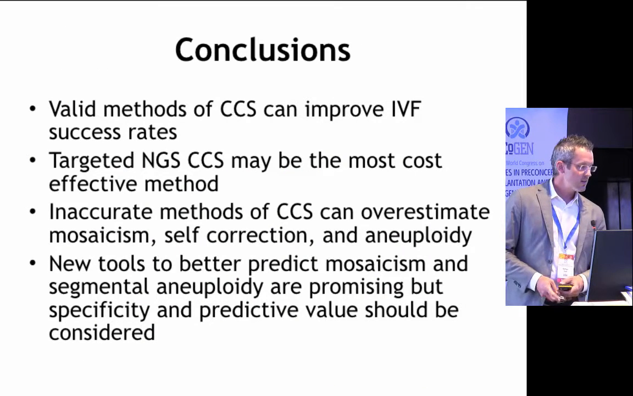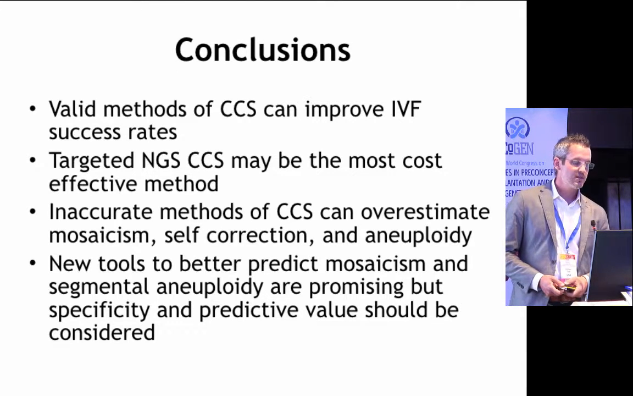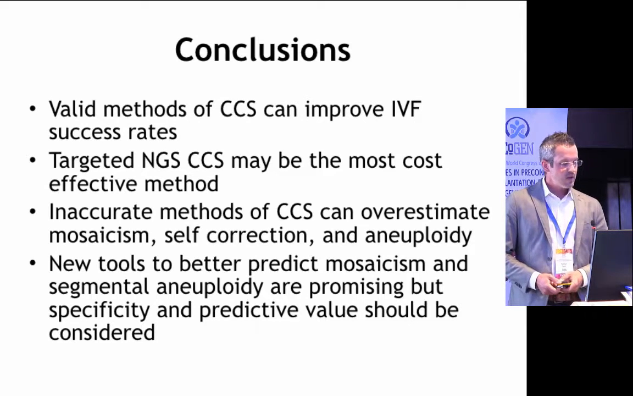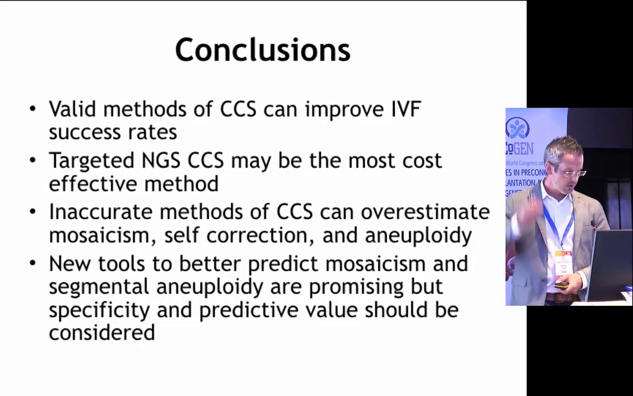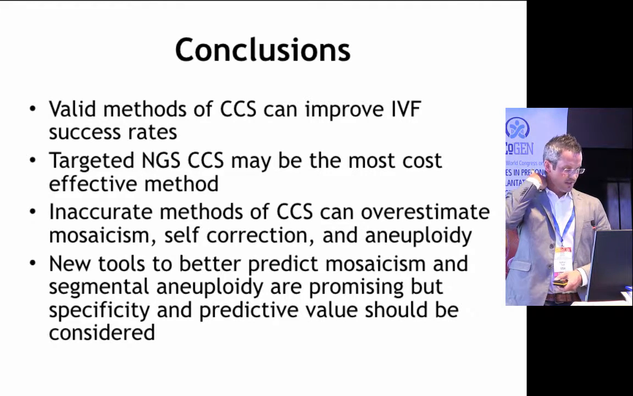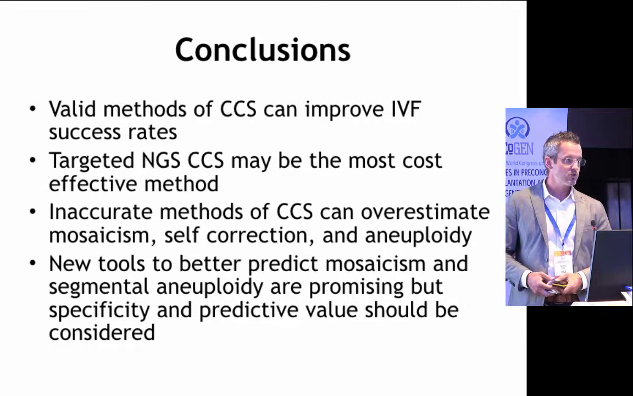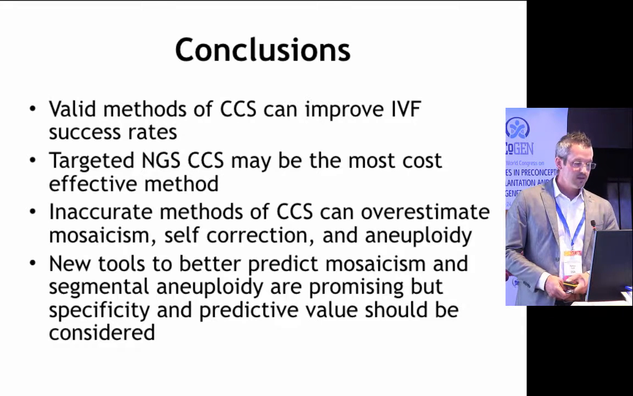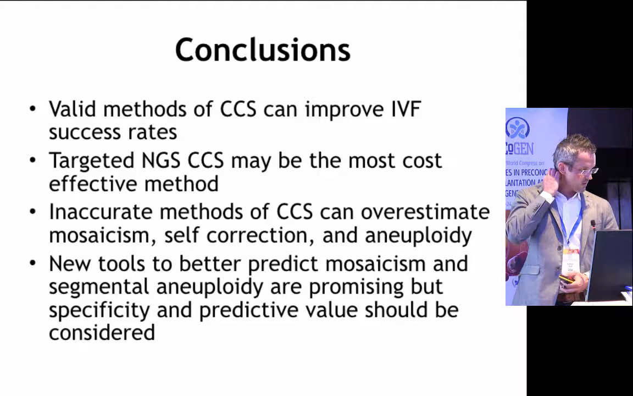So to conclude, I think it is important to validate these methods rigorously, and valid methods of CCS actually can improve outcomes. Targeted next-gen methods are probably the most cost-effective methodologies moving forward. If you have inaccurate methods of chromosome screening, you can overestimate mosaicism, self-correction, and actual aneuploidy. And as we develop new tools to better predict mosaicism and segmental aneuploidy, I think it's important to carefully consider not only the sensitivity, but also specificity and predictive value.